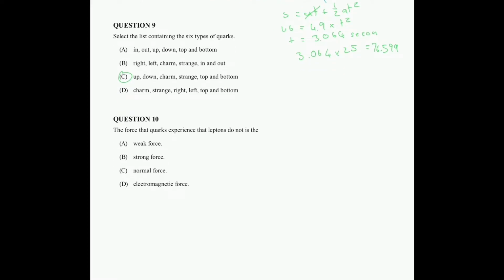Now, question 10 again is the same as question 9, just a memory test. It's a memory fact. So the force that quarks experience that leptons do not is strong force.